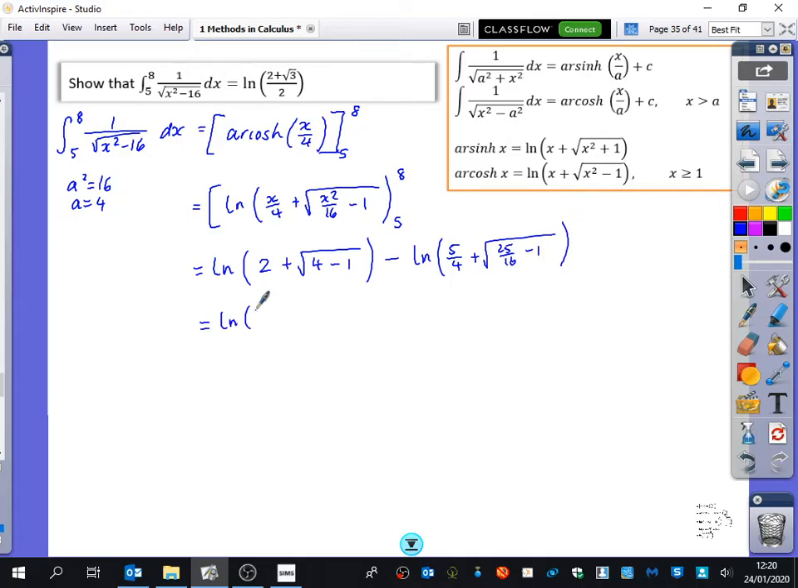So we've got the ln of 2 plus root 3 minus the ln of 5 over 4 plus the square root of 25 over 16 minus 1, which is what? 9 over 16. And what's the square root of 9 over 16? 3 over 4, so 5 over 4 plus 3 over 4 is 8 over 4, which is 2. Minus ln 2.